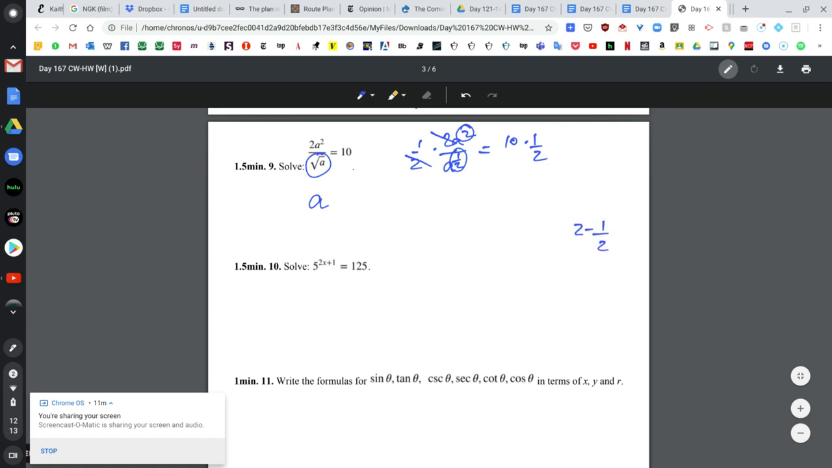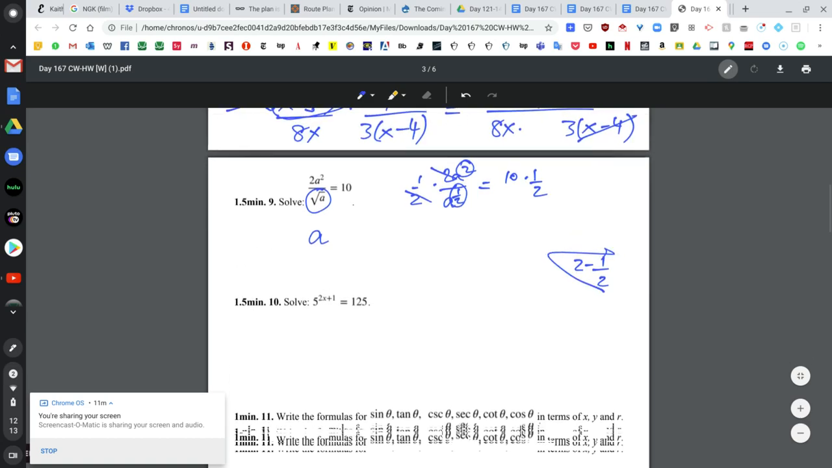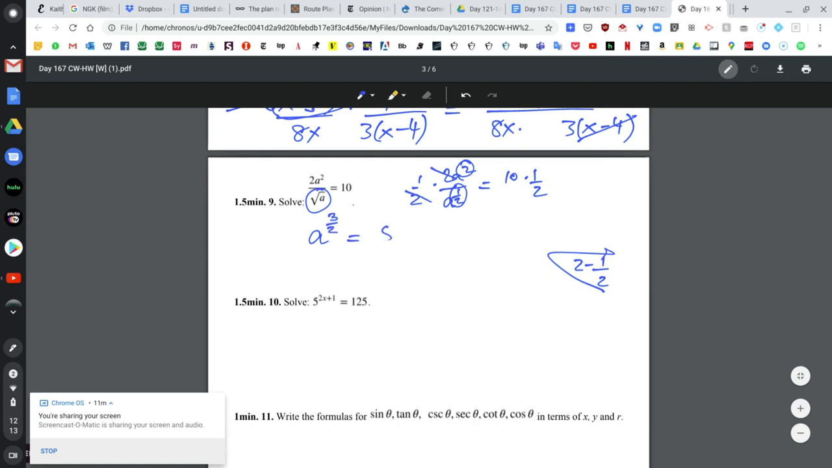Or rather, subtract. And then can I use the fraction trick? So that becomes 2 times 2, 4 minus 1, 3/2. And on the right side, it'll become 5, correct?